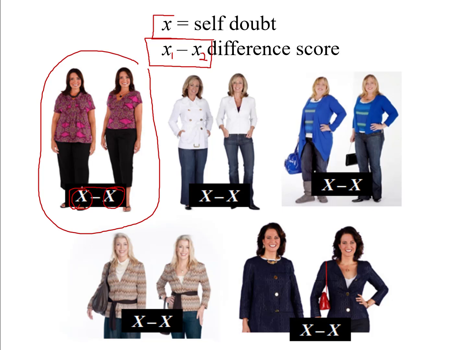And then for every single person, I can calculate this difference score, which I symbolize by X minus X, which is their pre-treatment self-doubt minus post-treatment self-doubt, which tells me how much their self-doubt changed over the course of treatment. So every single person has this X minus X difference score, their pre-treatment self-doubt minus post-treatment self-doubt.